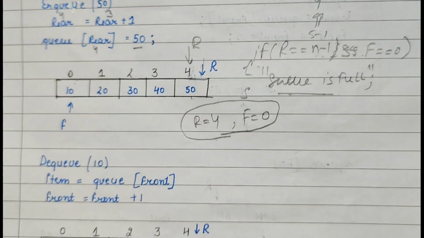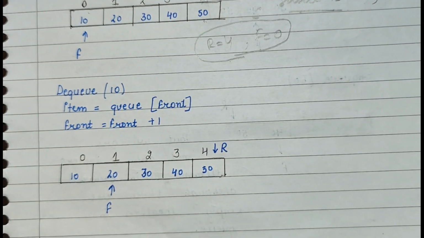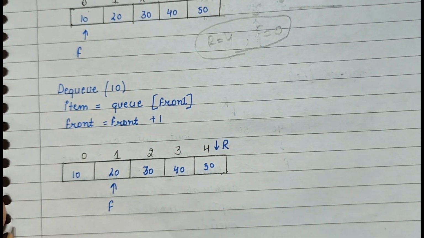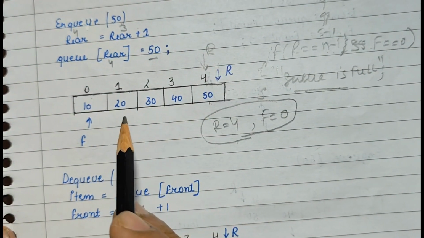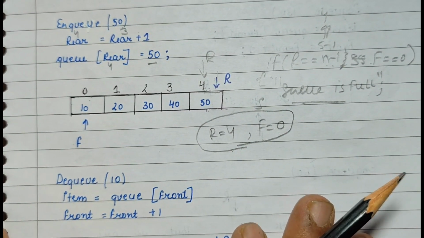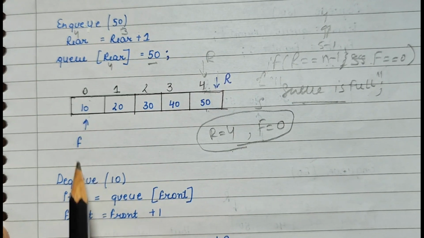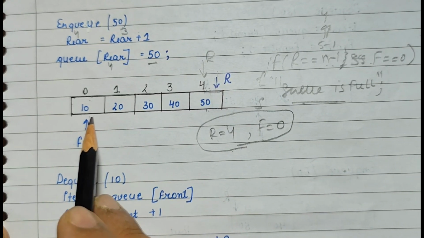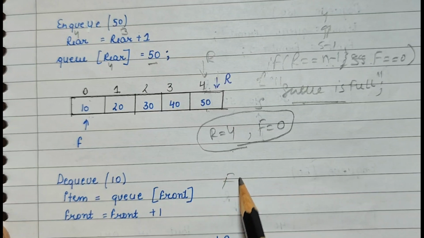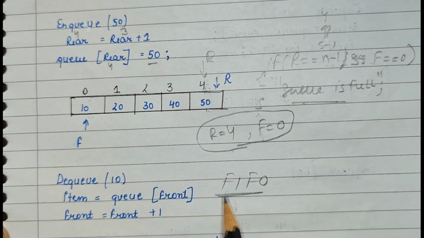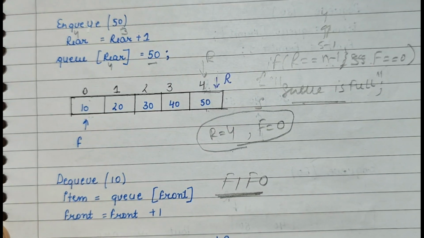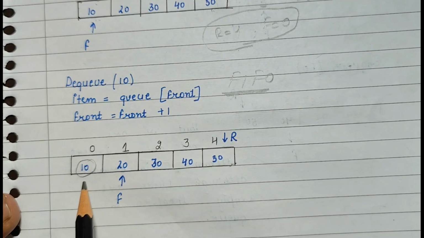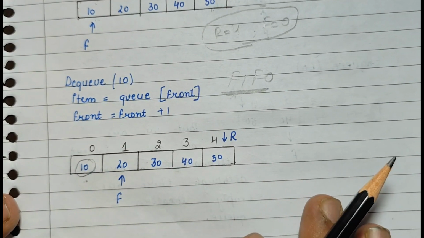Now we perform another operation. Okay, now we perform the dequeue operation. Because a queue works upon the principle of FIFO, which element is inserted first? 10 is inserted first. So we delete this element first, because a queue works upon the principle of FIFO, first in first out. The element which is inserted first is also deleted first. So first we delete this 10 element, that first element.